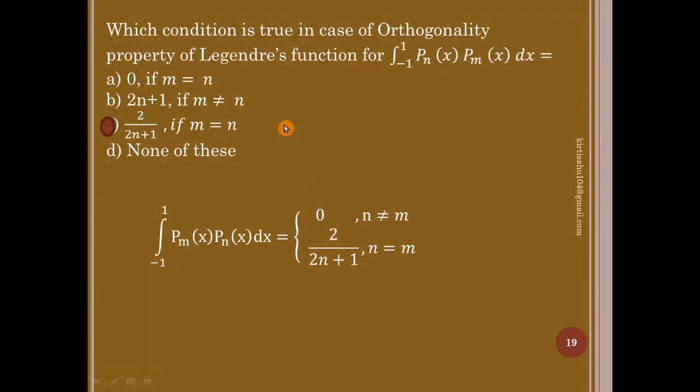Now, if you look at the options given over here, you may sometimes get confused that 0 is here, so this is also correct. And 2 upon 2n plus 1 is there, so this is also correct. So look at the condition given. 0 if what? m is not equal to n. So this is not correct. Okay. This is not possible. So the only option is this one, right? So you have to be very cautious while selecting the correct options. So this is C, option C here.